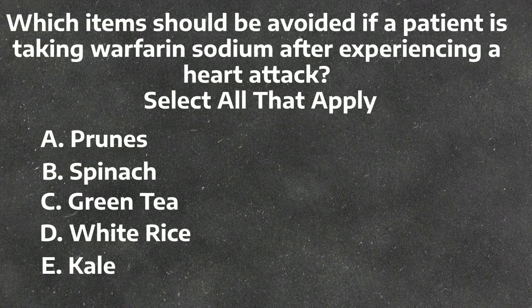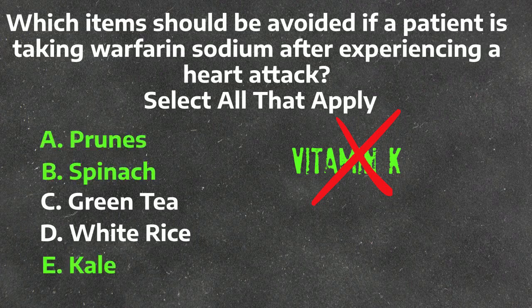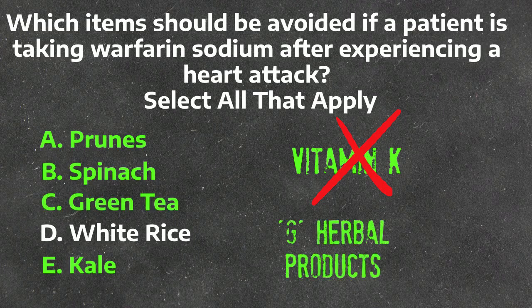Because warfarin sodium inhibits vitamin K from activating multiple factors on the clotting cascade, patients taking this drug should avoid diets high in vitamin K. Vitamin K is the antidote to this drug, therefore consuming vitamin K would counteract the effectiveness and place the patient at risk for clotting. Of the options available here, prunes, spinach, and kale are all high in vitamin K, therefore should be avoided. Green tea, an herbal product which interacts with Coumadin, also decreases effectiveness, therefore this should be avoided as well.